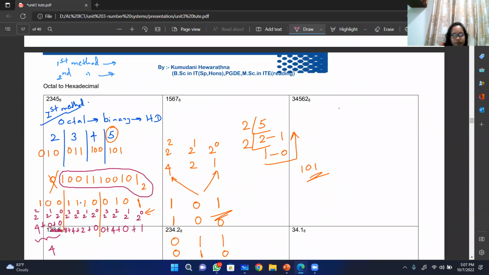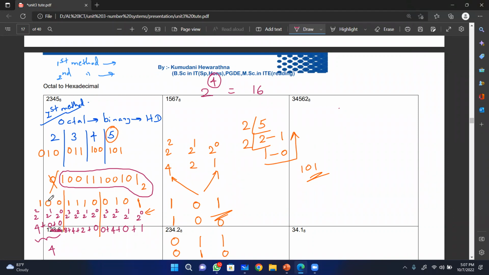Why? Binary is base 2. Hexadecimal means base is 16. So the relationship between 2 and 16 is 2 to the power 4 is equal to 16. From this relationship we took this power. That is why we are clustering 4 by 4. Okay, teacher. Only 3 come in the last part, right? No problem, just do it with 3.